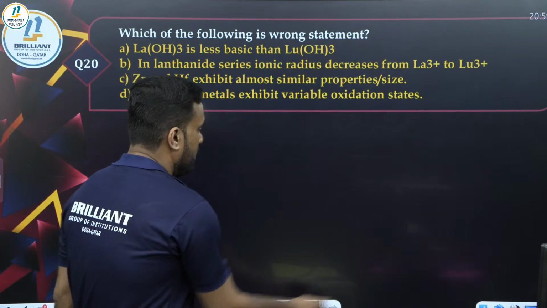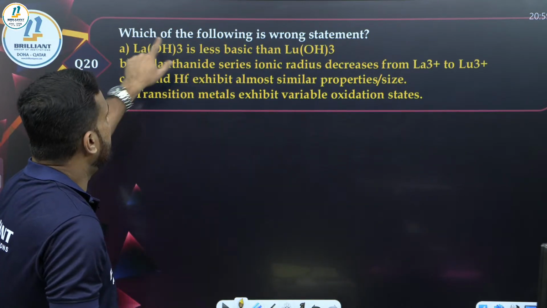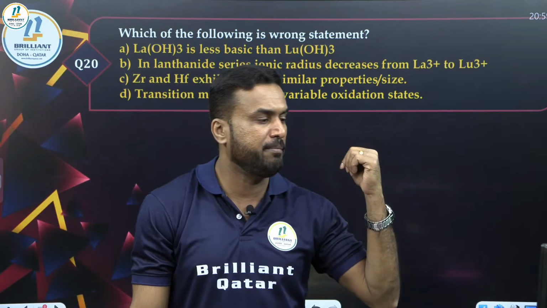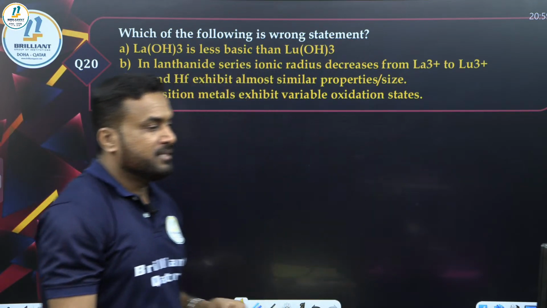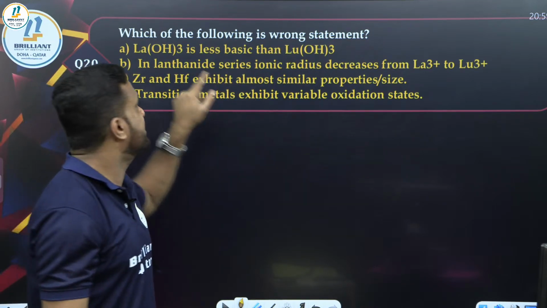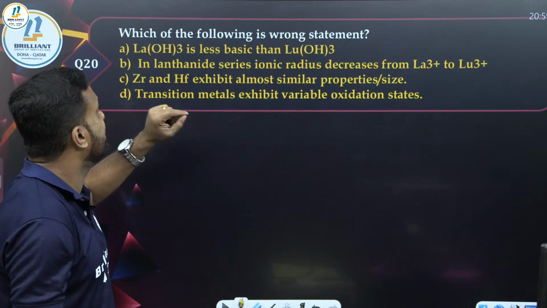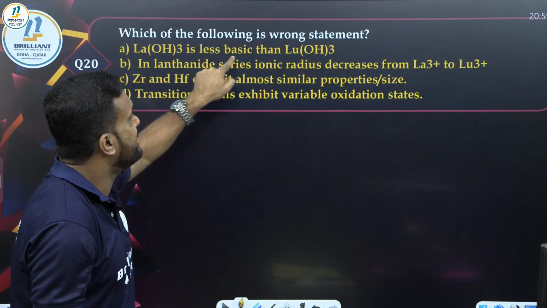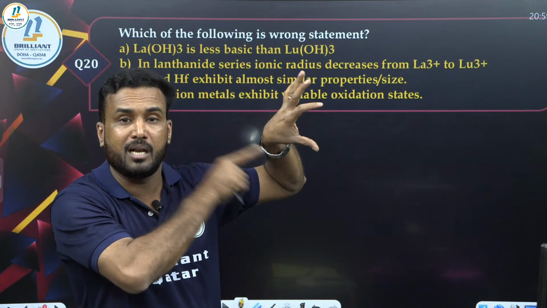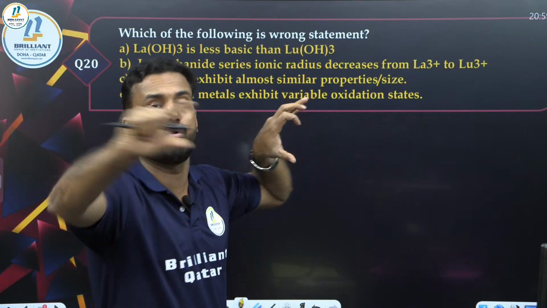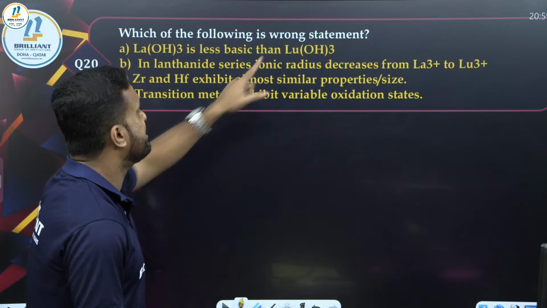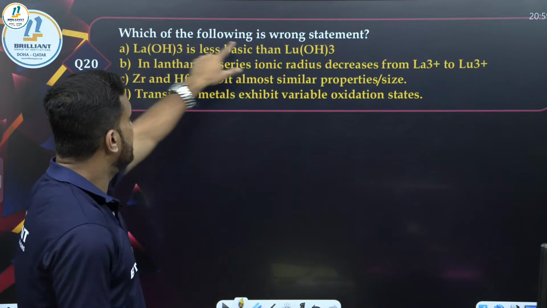Question number 20: which of the following is a wrong statement? Assertion-reason type and this type of question will be coming. Yes, Jamshid. See, this one I already gave an idea. The question is based on lanthanide contraction. Lanthanum hydroxide is less basic. Wrong. We discussed that already. Lanthanum hydroxide is on the leftmost side, so that is the most basic. When we move to the right side, basic property decreases due to lanthanide contraction. The first statement itself is wrong.